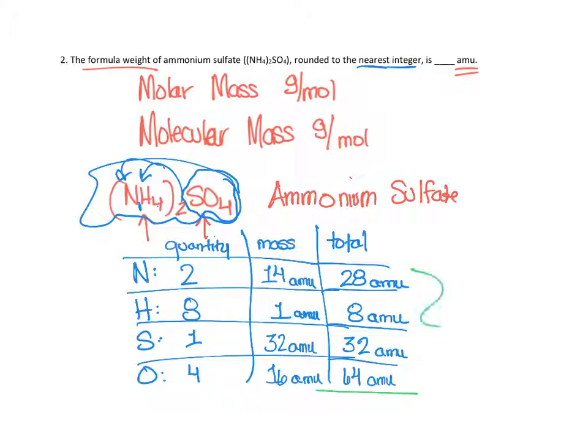And when I add all of these up, the grand total is 132 AMU. And that's how you get formula weight. You would do it the same way for molar mass or molecular mass. It would just be that the units would be different. It would be 132 grams per mole. All right. Moving on to this next one.